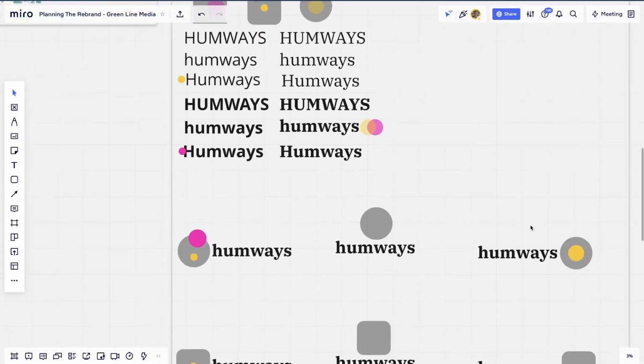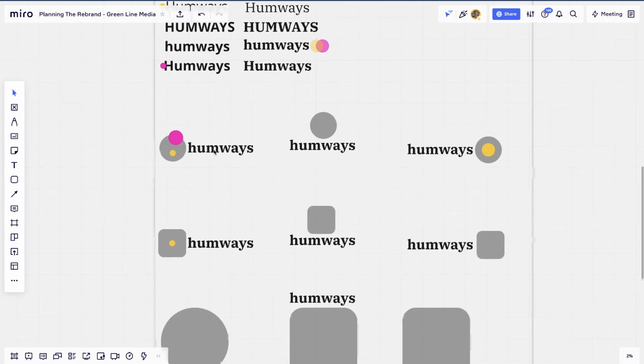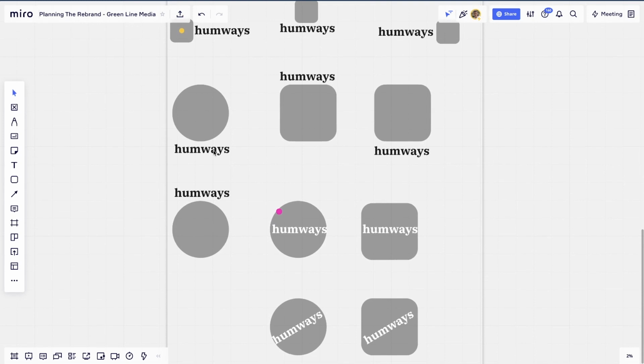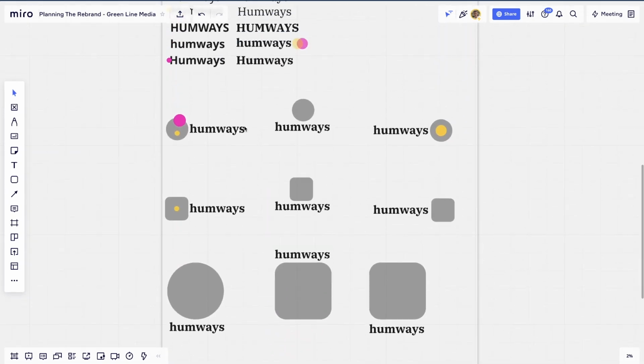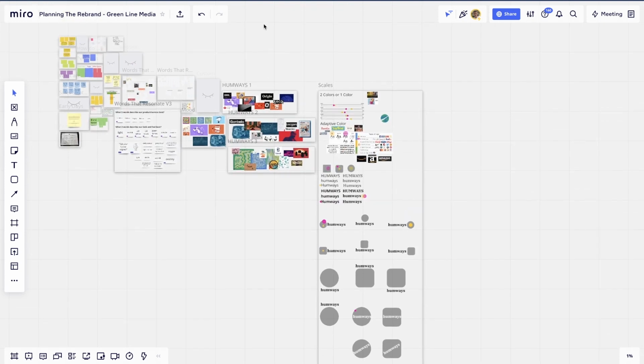So from there, we got into positioning the word mark with the logo itself and the icon of the logo, and we voted on that as well. So of all of these, we really liked this one the best. From there, we actually got our brand guide finally.